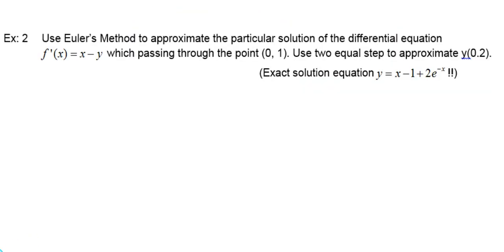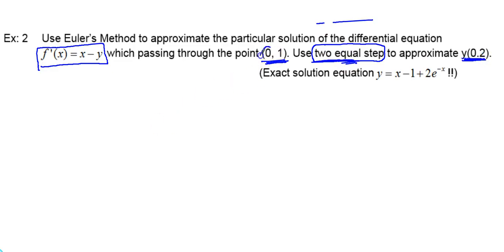Let's take a look at another example here. Use Euler's method to approximate the solution to the differential equation. Now notice that they gave you f prime of x. So this is a differential equation passing through the point 0. This is your initial value to begin with. Two equal steps. The good thing is they always tell you to take equal steps. You will never see that one step is smaller and the other one is bigger. No, they are always equal steps. To approximate y of 0.2.